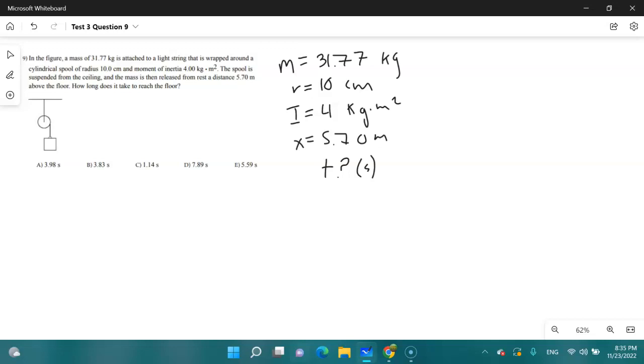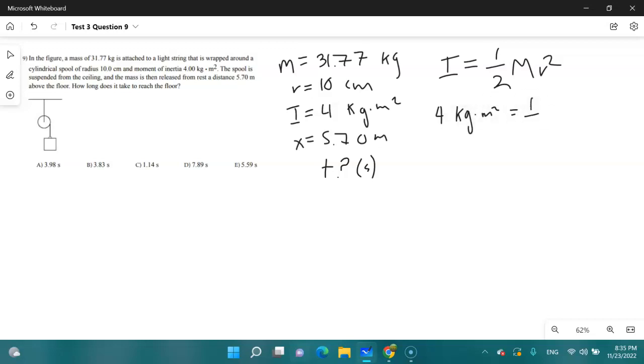The first thing we can do is try to find the mass of the other object, because we do know the mass that is wrapped to the string, but we want to know the mass of the cylindrical spool. So we can do that by using the equation of inertia over here. The inertia is equal to half of the mass times the radius squared. And we have all these other values. So we know that the inertia is 4 kilograms times meter squared.